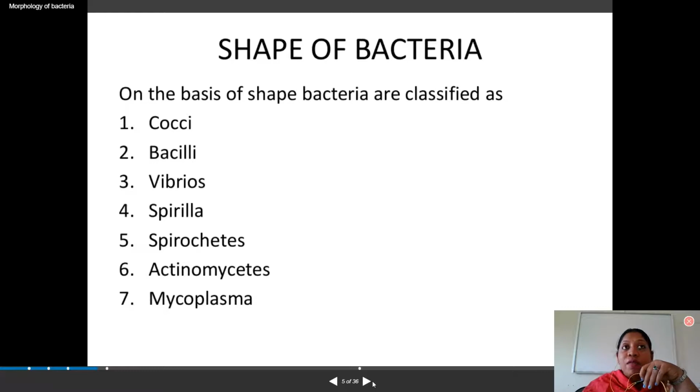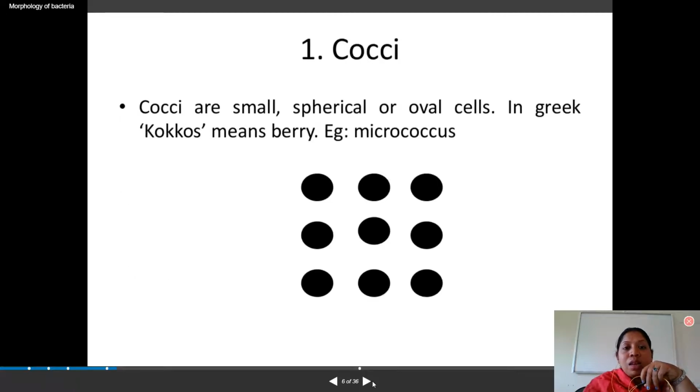Shapes of bacteria, very important, you should know this. On the basis of shape, bacteria are classified under 7 categories. The first one, cocci, second one, bacilli, third one, vibrio, fourth one, spirilla, fifth one, spirochetes, sixth one, actinomycetes, and the seventh one is mycoplasma. Now let us see each one in detail.